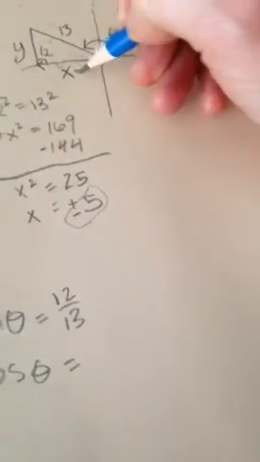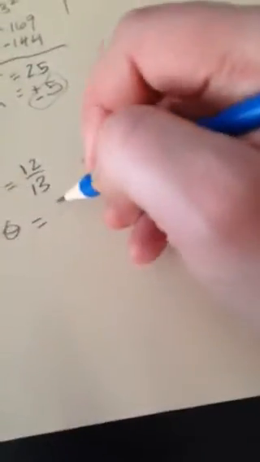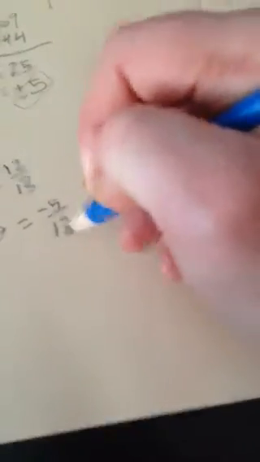So if sine theta is equal to 12 over 13, that means cosine theta is equal to the adjacent up here, which we have said is negative 5, over the hypotenuse. So this would be negative 5 over 13.